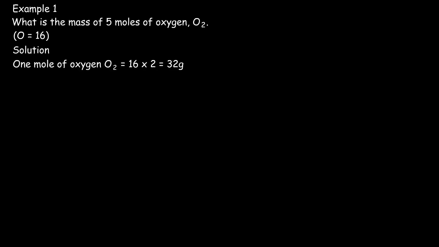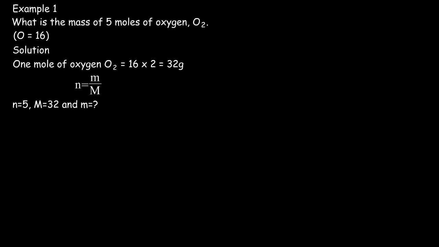Our very first example states: what is the mass of 5 moles of oxygen, O2, and the atomic mass of oxygen is 16. Now, for our solution, 1 mole of oxygen is actually O2 because oxygen is diatomic, so the molecular mass of oxygen will be 16 times 2, which is equal to 32 gram. For our formula, n is equal to m divided by capital M, and we're given that n is equal to 5, that's our number of moles, and our molecular mass of oxygen, which is our capital M, is equal to 32. We are looking for our mass.